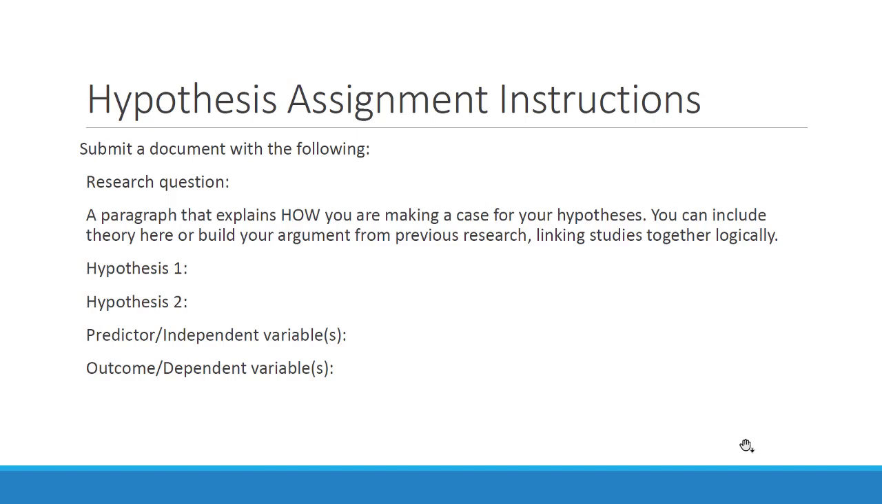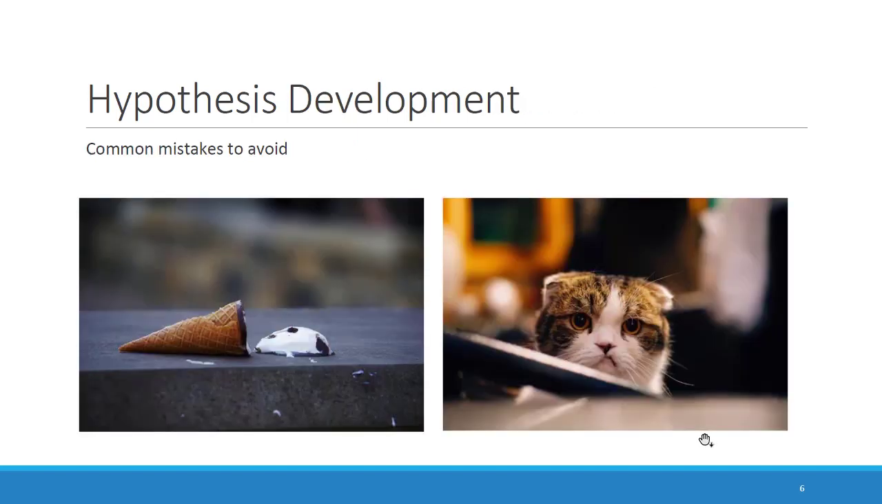Then you want to list your hypothesis 1 and your hypothesis 2. Then you want to list your predictor or independent variables and your outcome or dependent variables. So remember, for this assignment, you need 2 hypotheses and you need 3 variables. In terms of this assignment and hypothesis development in general, I will now go through some common mistakes that I've seen students make in the past and how to avoid them.